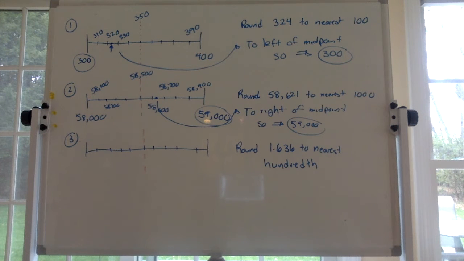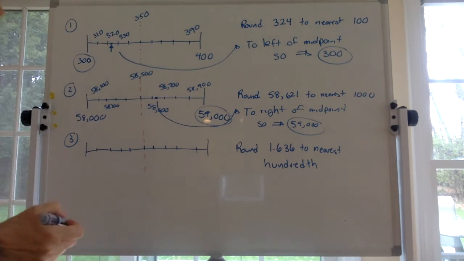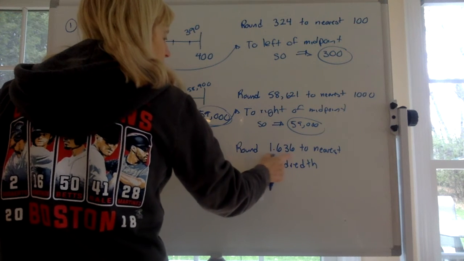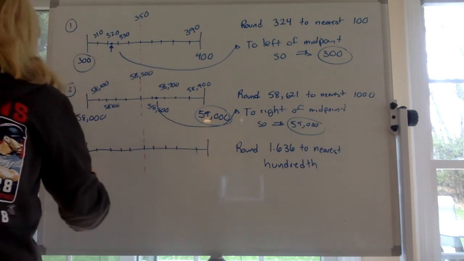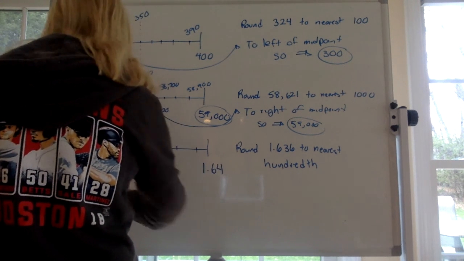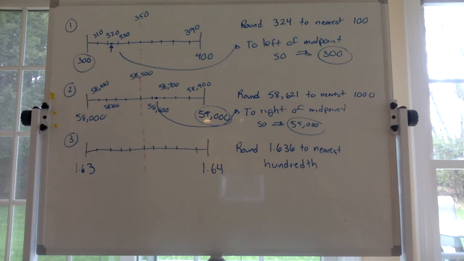Round 1.636 to the nearest hundredth. So you have to figure out what 100ths 1.636 is in between. Remember, the hundredth is the second number over to the right of the decimal point. So I think you can tell it's between 1.63 and 1.64. So remember, these two numbers have to be 100th apart, which I think they are. So how do we label these?